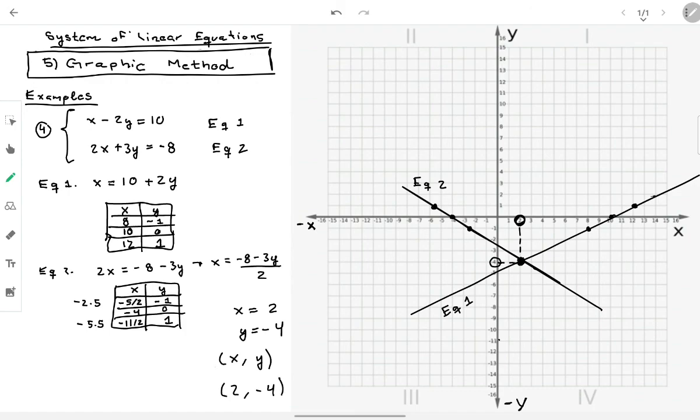So we have now explained the last method for solving systems of linear equations, that is called the graphic method. See you next video.